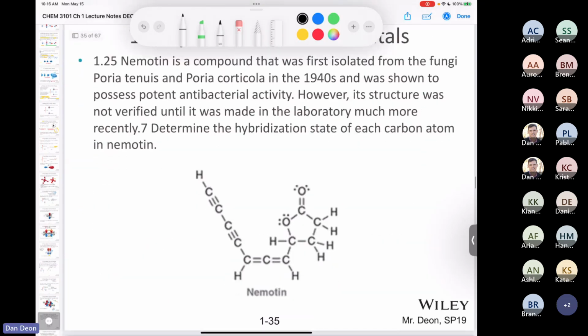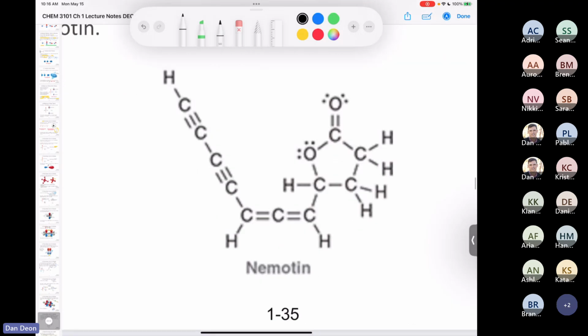All right, let's take a look at a question here. Nematin is an interesting compound. It says nematin was first isolated from the fungi Poria tenuis and Poria corticola in the 40s and was shown to possess potent antibacterial activity. So this is some kind of antibacterial compound. However, its structure was not verified until it was made in the lab much more recently. Determine the hybridization state of each carbon atom in nematin. I'm pretty sure we can cover this one rather quickly.